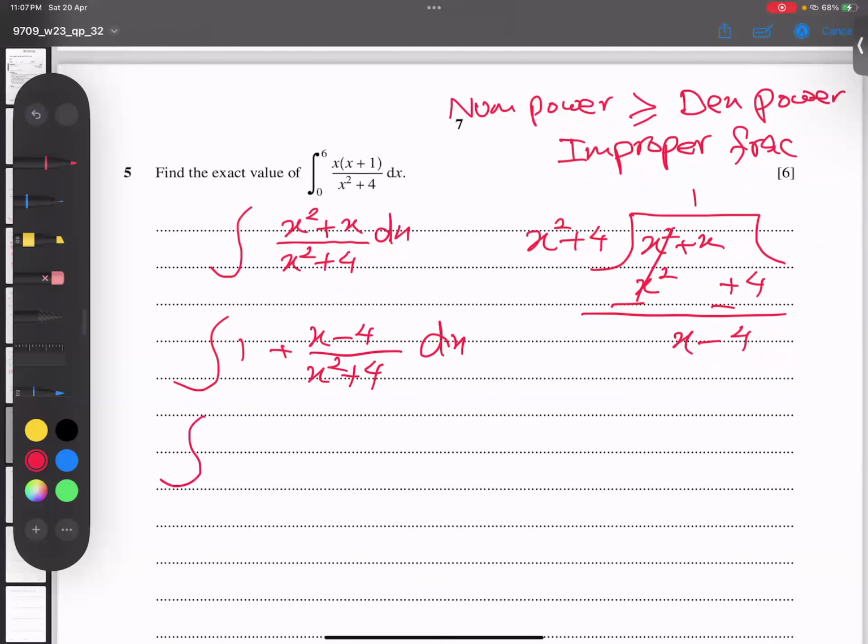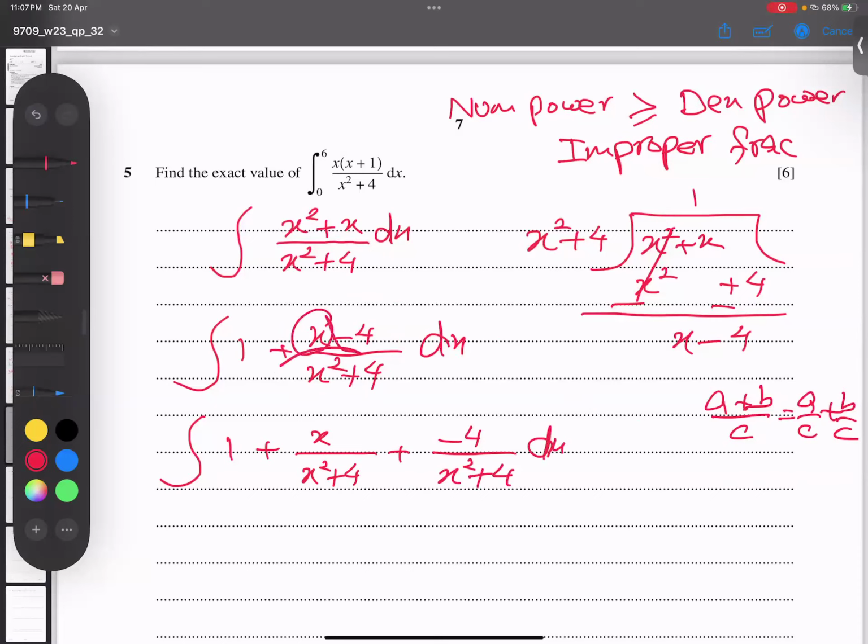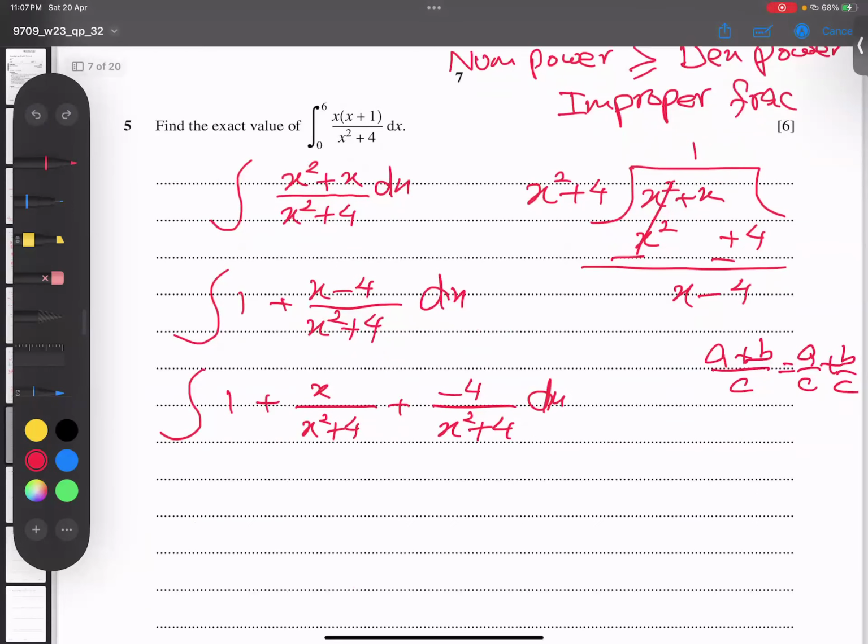Now, students, according to the rule of algebra, (a plus b) by c, you can say a by c plus b by c. Same rule I implement here. So I can say x over x squared plus 4 plus minus 4 over x squared plus 4 dx. I repeat: this x divided by the whole denominator and minus 4 divided by the whole denominator. I think you got the point.